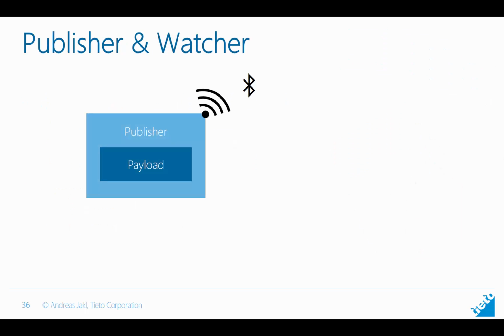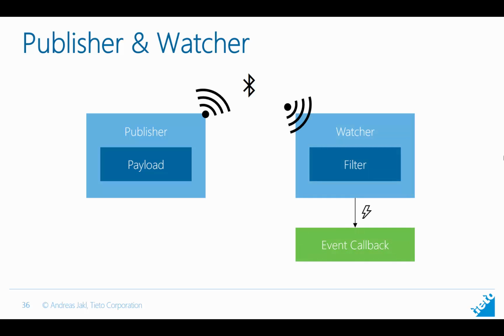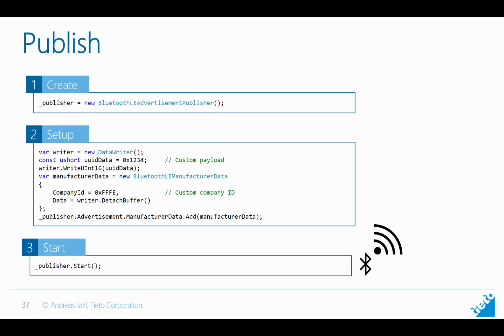So it works like this. There is a publisher and a watcher. The publisher can send out a payload using Bluetooth low energy, and the watcher can register a filter for what kind of advertisements he wants to get. And every time he finds a payload that matches the filter, you will get an event callback. Let's take a look first at the publishing and then at receiving Bluetooth beacon advertisements.